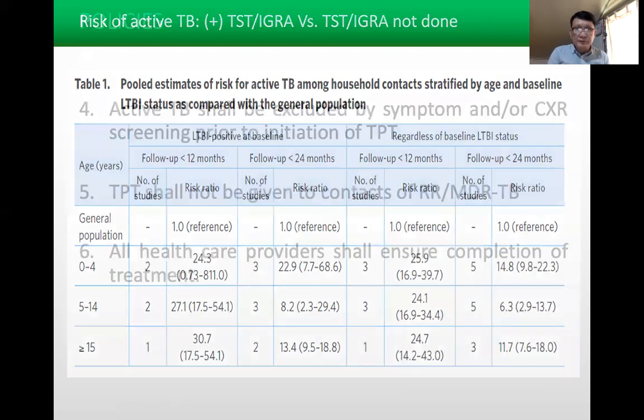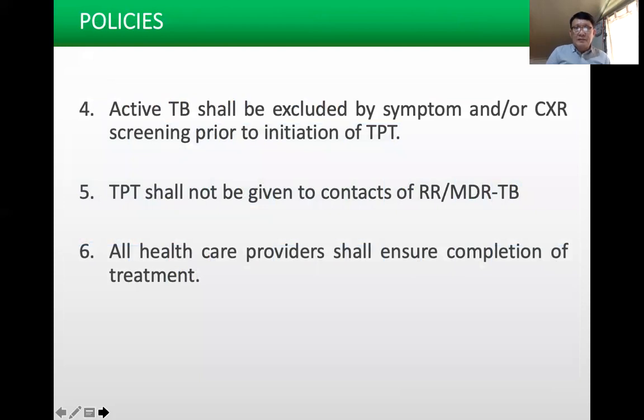So let's continue. In the policies, active TB shall be excluded by symptoms or chest X-ray screening prior to initiation of TPT. So we have to exclude any symptoms, or chest X-ray screening prior to initiation of TPT. And TPT shall not be given to contacts of RR and DRTB. It cannot be given to contacts of RR and DRTB. So all healthcare providers shall ensure completion of the treatment.